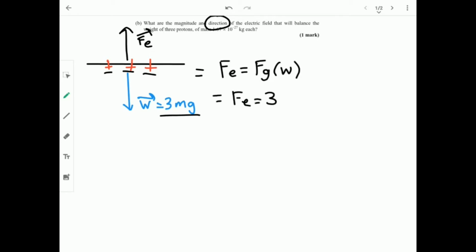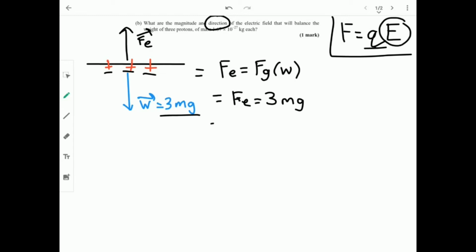Now what is the force electric? Well, we should know by now the equation of the force is F equals QE, where Q is the charge and E is the electric field. So that's where we get the E from. So that's why I was saying we shouldn't look for E immediately. Let's find the force first, then we can find the field, right? Well, we don't have one charge, we have 3 charges. So what we have to do is 3QE equals 3mg. We do the obvious thing and cancel, and we should get that E equals mg over Q.